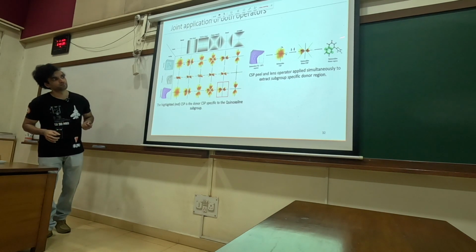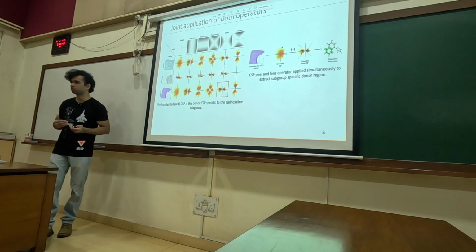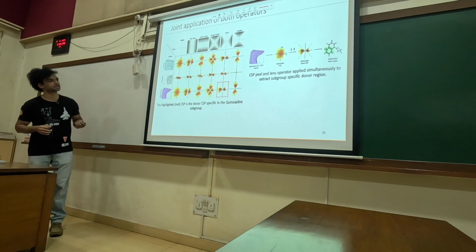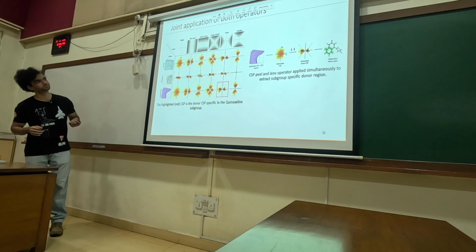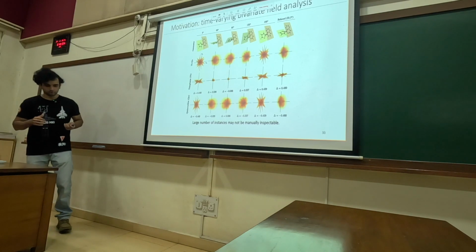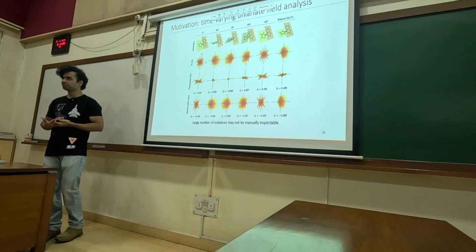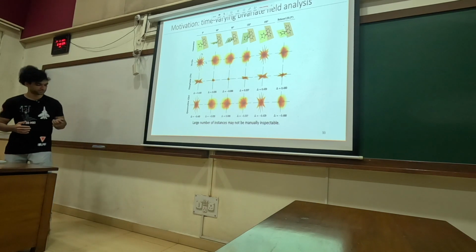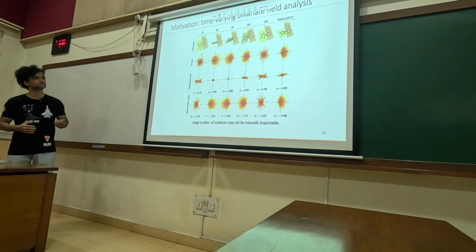So one part of this subgroup is behaving as acceptor and one as donor in this particular conformation. This is 120 degree dihedral angle. Now, there was a limitation of these two operators. We can only study a limited number of instances with them because we have to manually look at the CSPs.